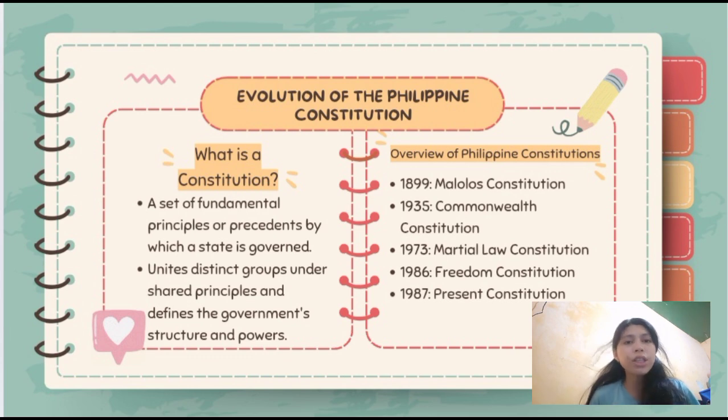So, evolution of the Philippine Constitution. Imagine a group of friends playing a game. Everyone needs to agree on the rules so the game is fair and fun. A constitution is like that. For a country, it is a set of rules that everyone agrees to follow, so the government can work properly and everyone is treated fairly. Or it's a set of fundamental principles or precedents by which a state is governed. It unites distinct groups under shared principles that define the government.